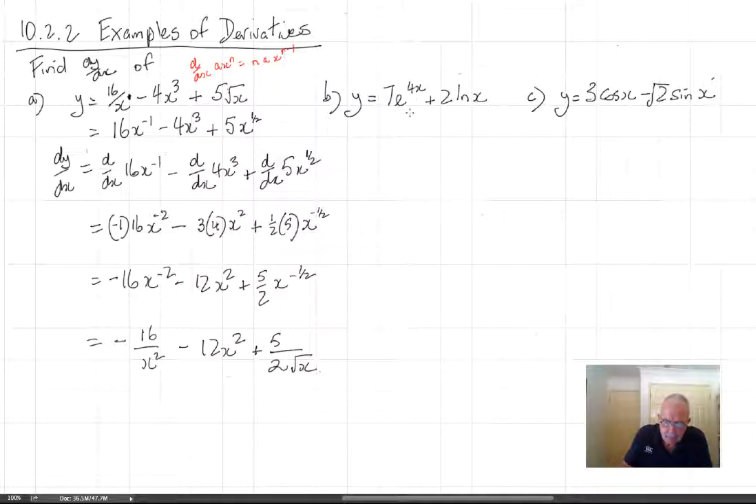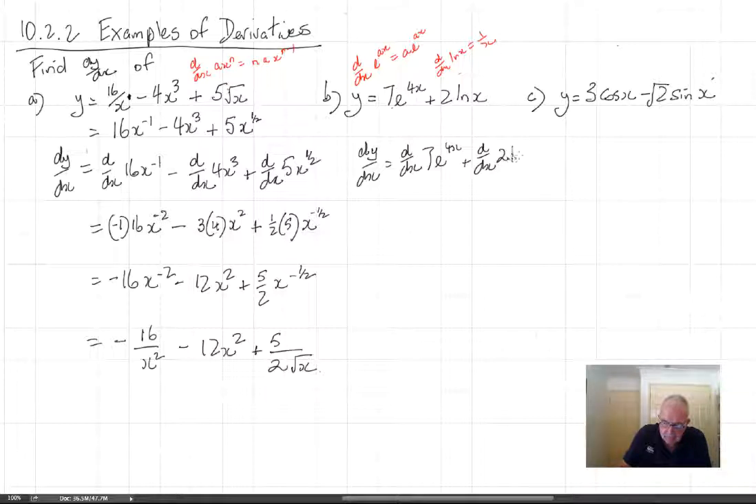We're going to apply our rule: the derivative with respect to x of e to the ax, from our table, is ae to the ax. Don't forget to keep the a up there. And the derivative with respect to x of ln x is equal to 1 on x. We're going to apply both those rules because we've got two very different terms. So dy dx equals the derivative with respect to x of 7e to the 4x plus the derivative with respect to x of 2 ln x.